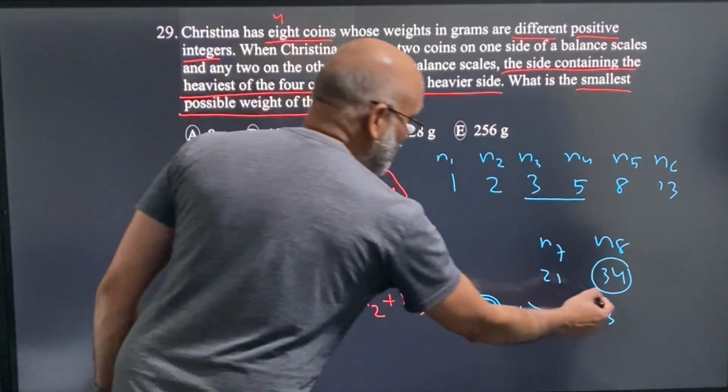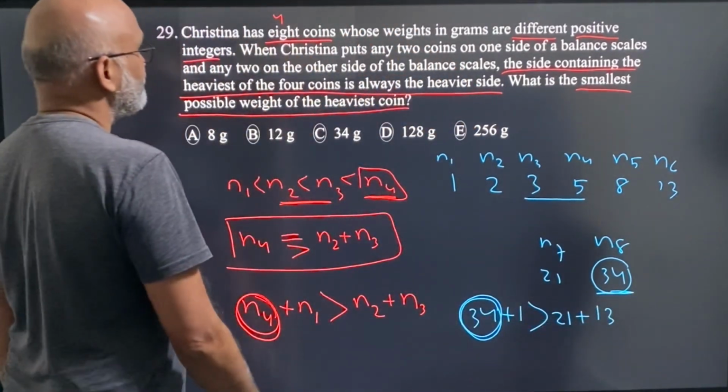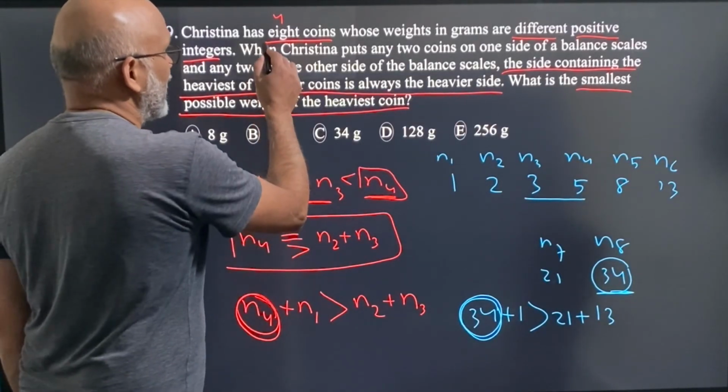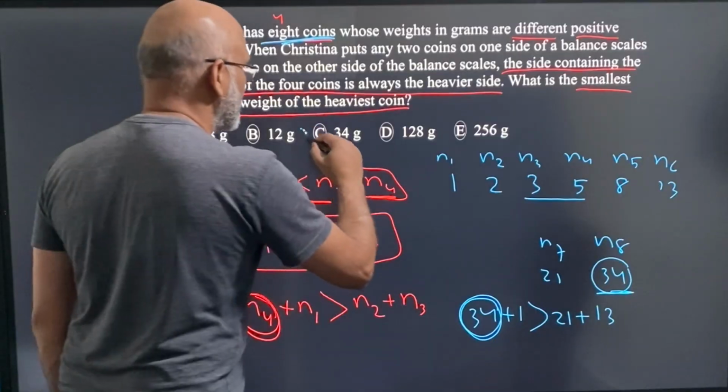So this is the smallest possible coin, assuming there are 8 coins, right? Then C is the correct choice.